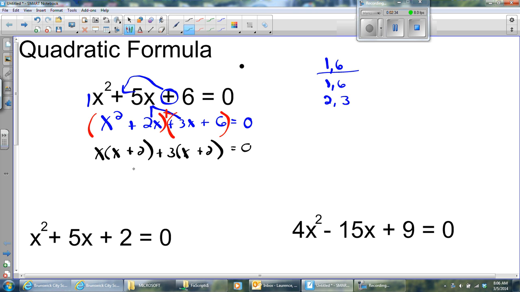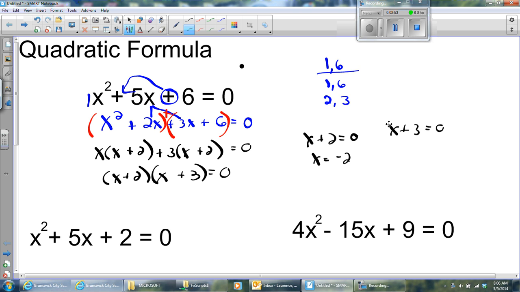I have an x plus 2 that's common to both groups. When I pull an x plus 2 out of here, I'm left with an x. I pull it out of here, I'm left with a 3. And now I can solve. I can say x plus 2 equals 0. Therefore, x equals negative 2. And I could say x plus 3 equals 0. Subtract 3 from both sides to get x equals negative 3. And those are my solutions. If I put negative 2 in for x, use the order of operations, I will get 0. If I put negative 3 in for x, I will get 0.